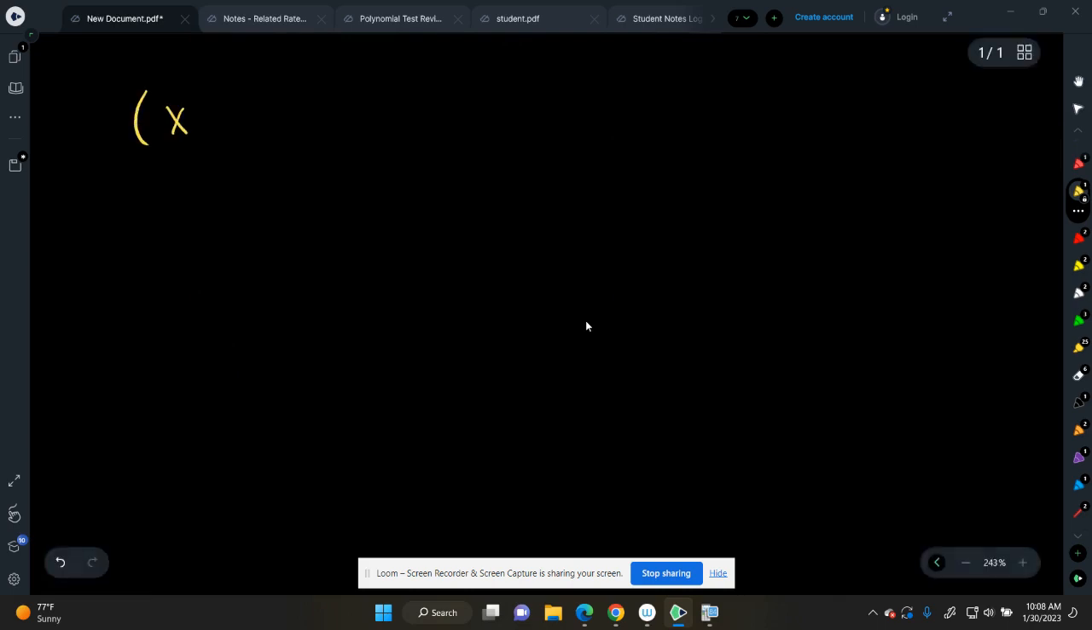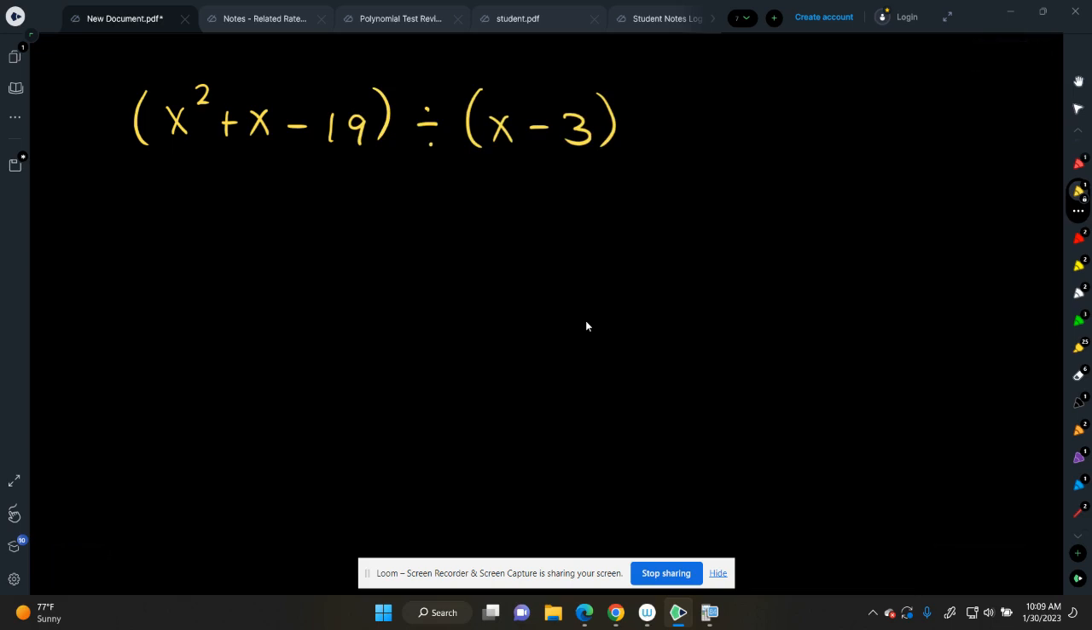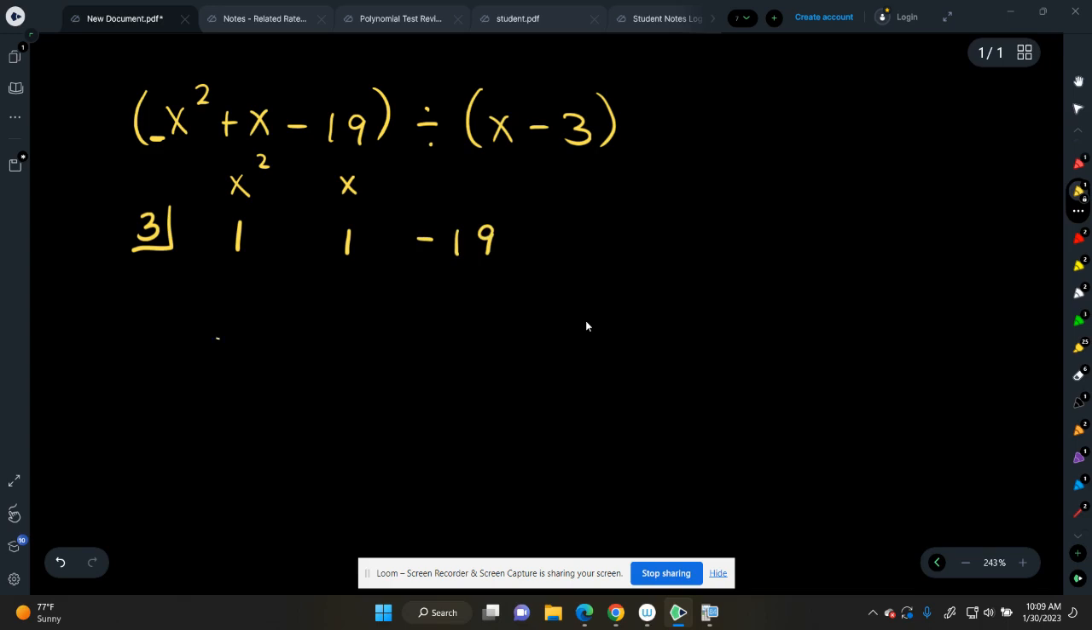So we have x squared plus x minus 19 divided by x minus 3. Okay. What goes in the corner? +3. Okay. So let's just write x squared, x like that. Okay. So what's the number that goes under the x squared? 1. That comes right from here. It's a 1. How about for the x? Okay, and then we have -19. Okay, does everybody understand that? Okay, bring down our 1.